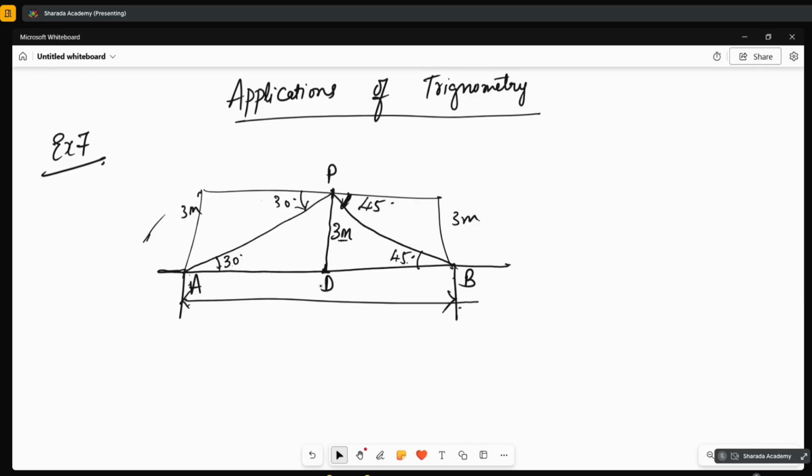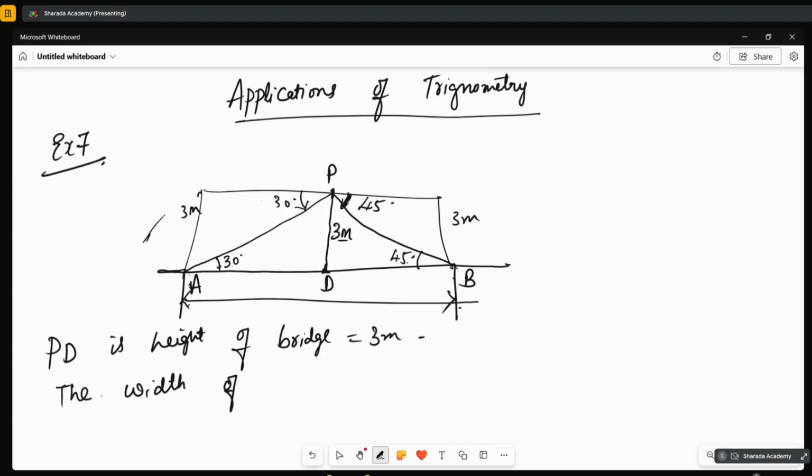This will usually be a 5 mark or 3 mark question. Write a few things. Write like this. PD is the height of the bridge. Height of the bridge equal to 3 meters. The width of the river is AB. Width of the river is AB. Just write a few things so that they have to give full marks.